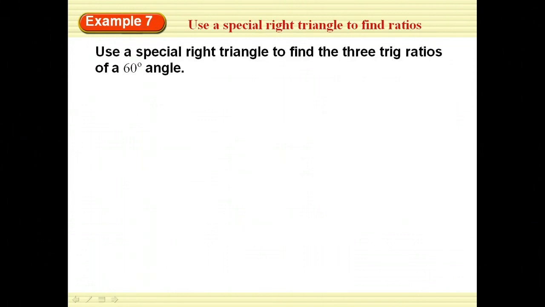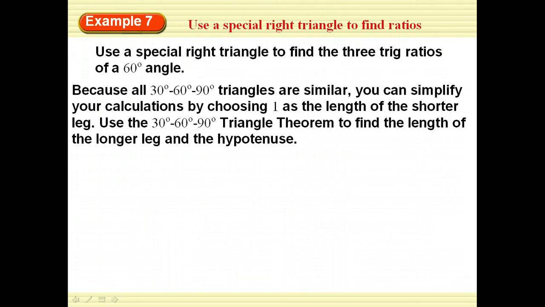Let's use a special right triangle to find some special ratios. Use a special right triangle to find the three trig ratios of a 60-degree angle. Now remember, if it's 60 degrees and it's a right triangle, that's a 30, 60, 90 triangle. Now we can simplify this a little bit by choosing to make the shortest length 1. We'll talk about why it doesn't really matter what we make the shortest length in a little bit, but right now let's just make it 1 to make the calculations a little easier.